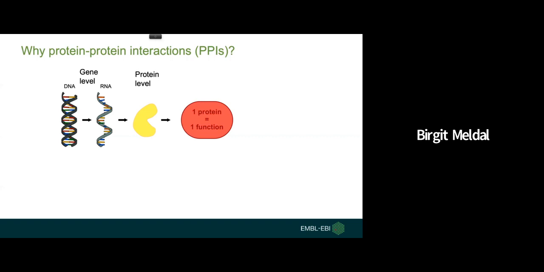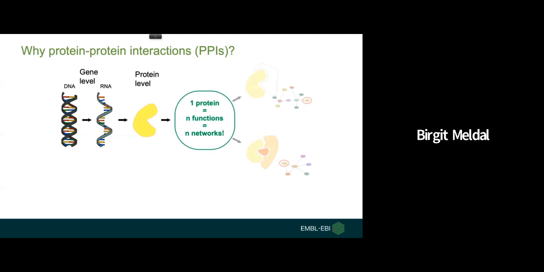Why do we look at protein-protein interactions rather than genetic interactions? Because once the DNA is transcribed into RNA and translated into proteins, most of these proteins actually don't have one unique function. They have multiple functions and are found in multiple networks.